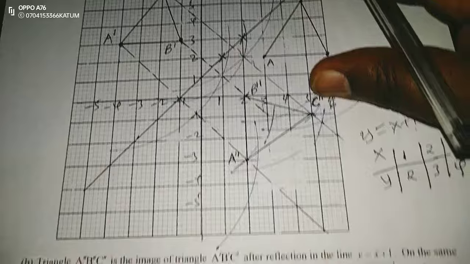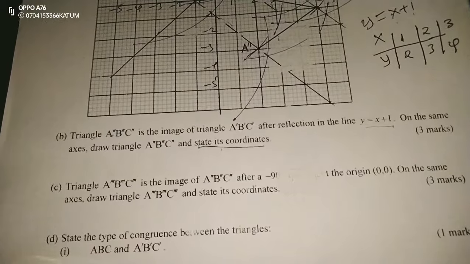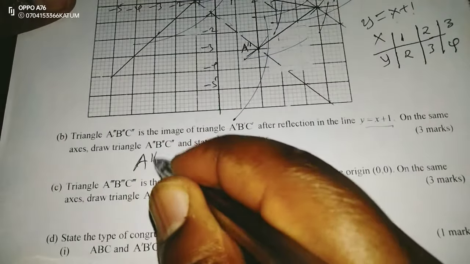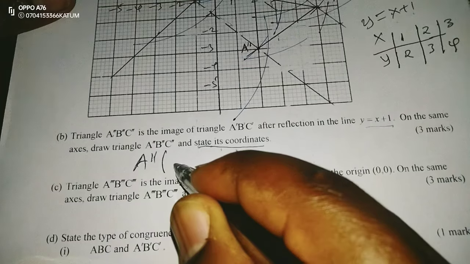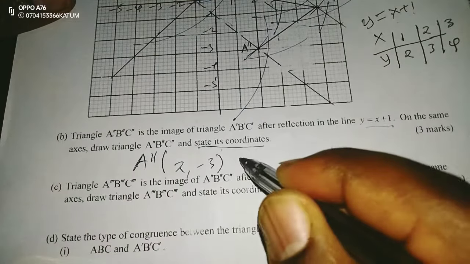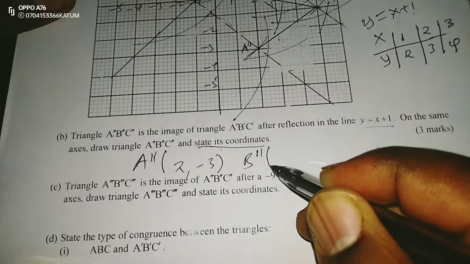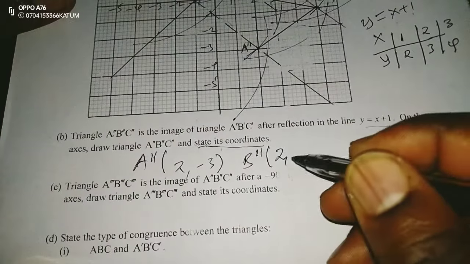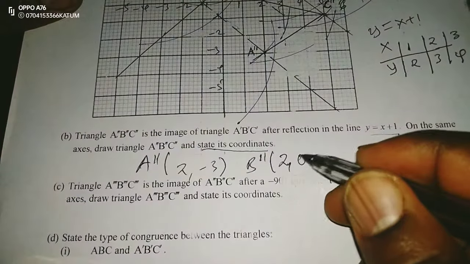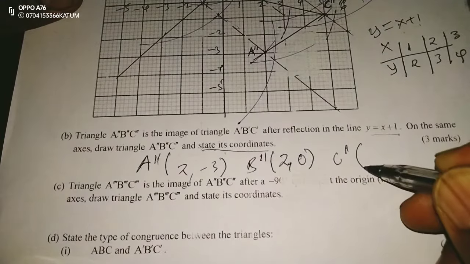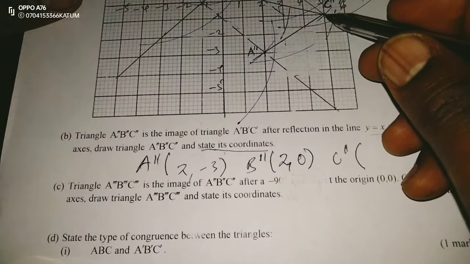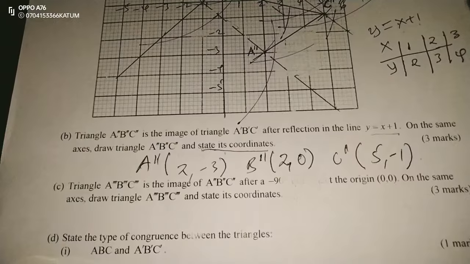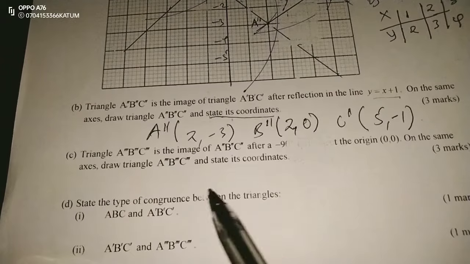The next, or the last, is now a rotation, whereby we are told to state the coordinates. So A double prime is going to be, this is 2, -3. We have B double prime. This is 2, 0. Then we have C double prime, which is at 5, -1. Yes, that is now the triangle and its coordinates.